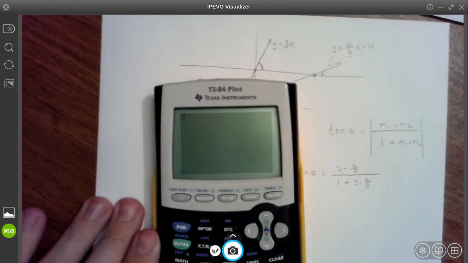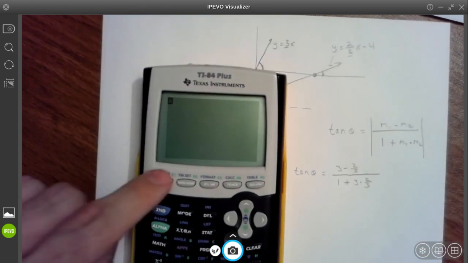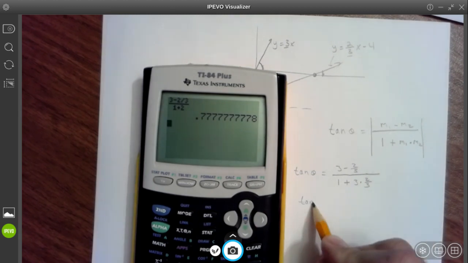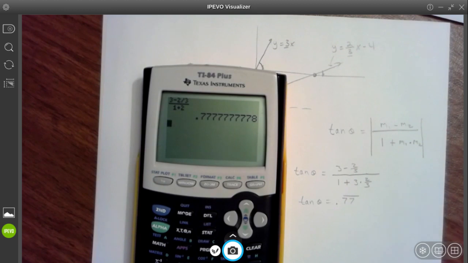I'll bet you could just throw this whole thing into your calculator using the inverse tan function, but we'll simplify it. All right, 3 minus 2/3, 1 plus the 3 and the 3 are just going to cancel. So 3 times 2/3 is just 2. All right, so tangent of theta is equal to 0.77 repeating.